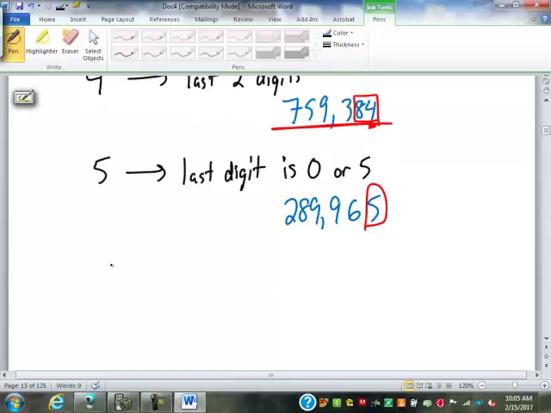There is a rule for 6. 6 is not horribly useful either, mainly because if it's divisible by 6, you just divide by 2 and then divide by 3, and you're going to divide out any 6s. In fact, the divisibility rule for 6 is it's divisible by 2 and by 3.